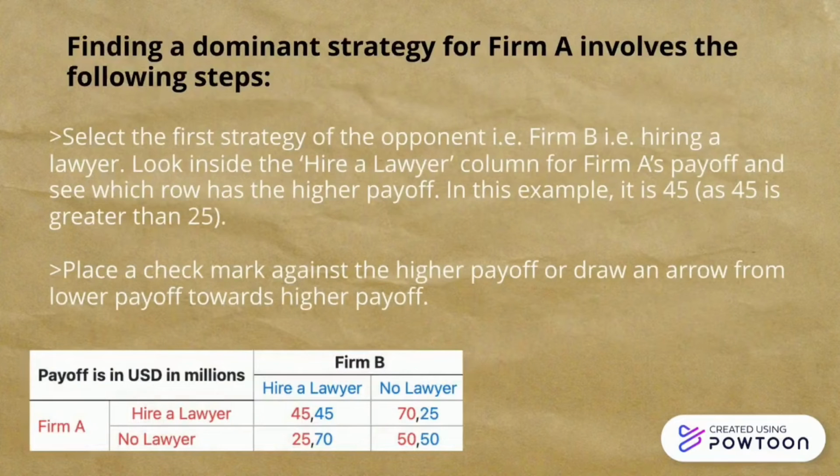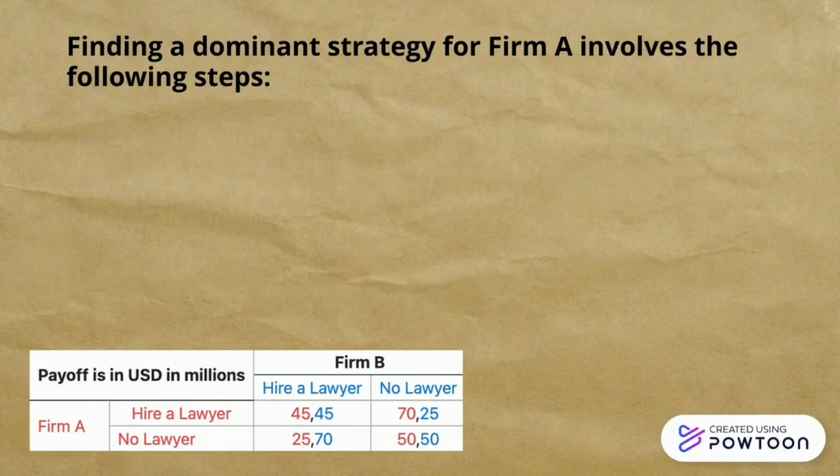Finding a dominant strategy for firm A involves the following steps. Begin by selecting the first strategy of the opponent, for example, firm B hiring a lawyer. Look inside the hire a lawyer column for the firm A payoff and see which row has the higher payoff. In this example, it is 45. Next, place a check mark against the higher payoff or draw an arrow from the lower payoff towards the higher payoff.